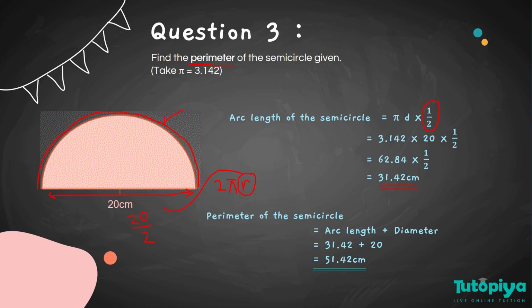This part here is equal to 31.42. And let's go back to the question. They have asked you for the perimeter, not for the arc length. So now we have found the arc length. To find the perimeter, you need to add the 20 centimeters to the arc length. So we have the perimeter of the semicircle, arc length plus the diameter, that is 20 centimeters. When you add, it is approximately 51.42 centimeters.